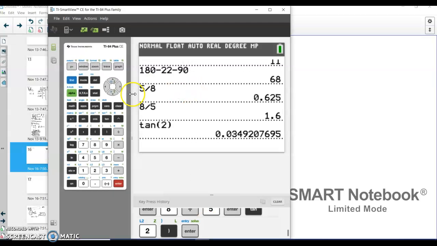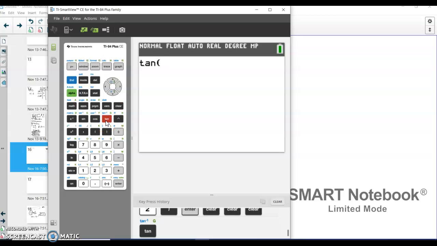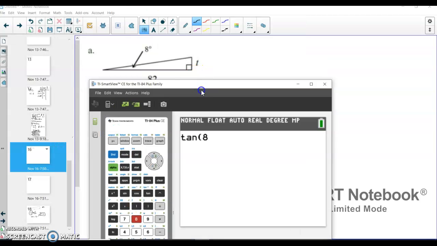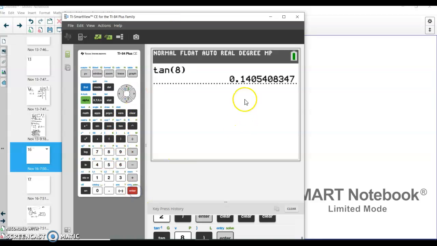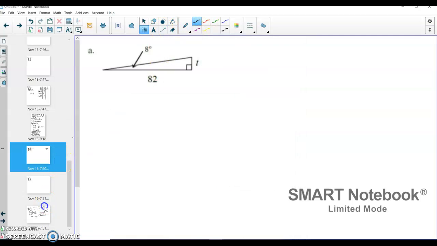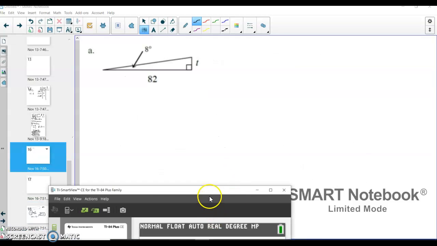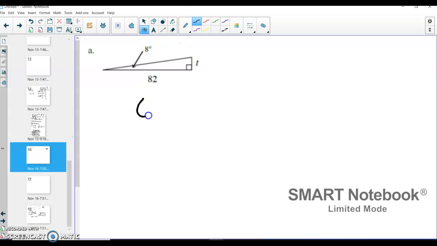ratio. Okay? So if I bring up my calculator, what I can do is I can click my tangent button, and I can say the tangent of 8 degrees, because that's the angle that I'm working with, is going to give me 0.14. Okay? And so my slope ratio, like I did here with 1/5, my slope ratio is going to be 0.14 over 1. That's my slope ratio for 8 now.